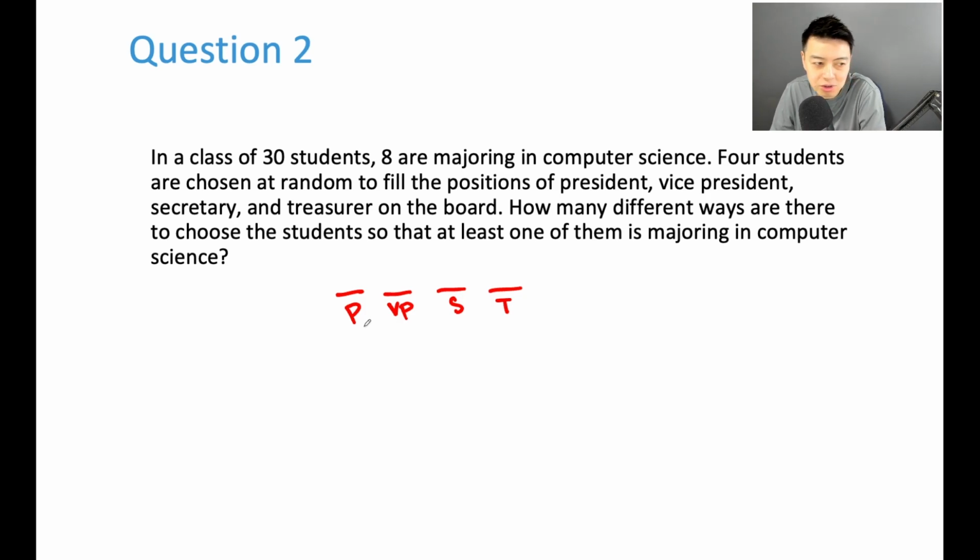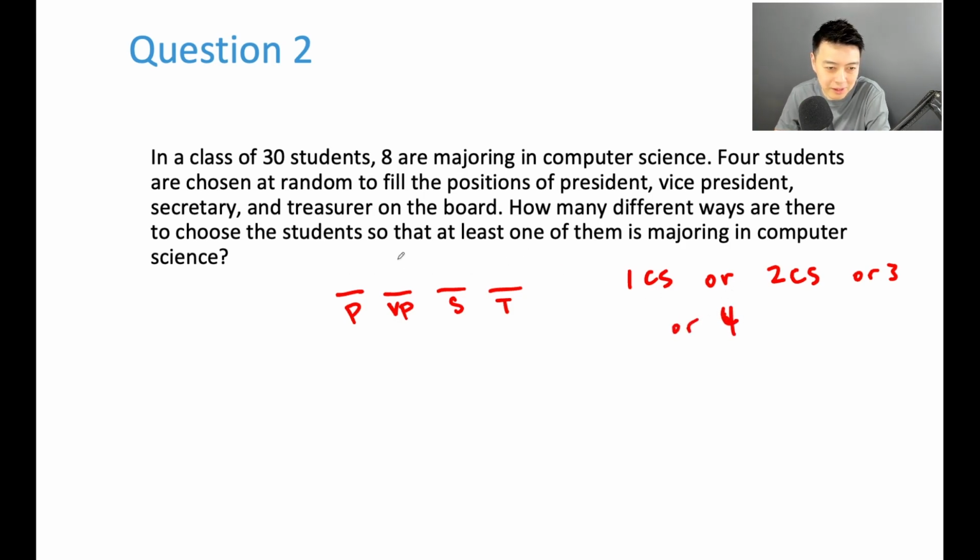How many different ways are there to choose the students so that at least one of them is majoring in computer science? I'm going to talk about 2 ways to solve this problem. One is the one we talked about in the earlier videos, which is by cases. By cases, we can solve the problem for 1 computer science student, or 2, or 3, or 4, no 5. We could solve each one of these problems in turn. I don't think I will go this way, although I would invite you to try it and see if you get a similar answer.